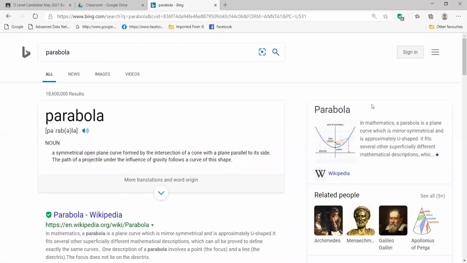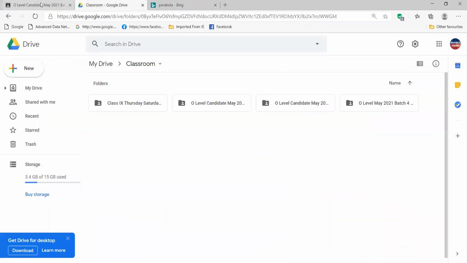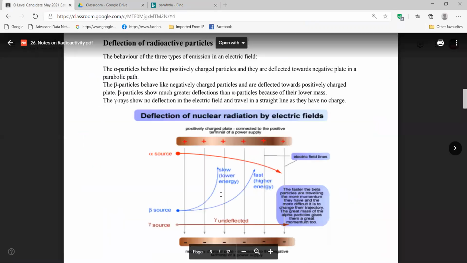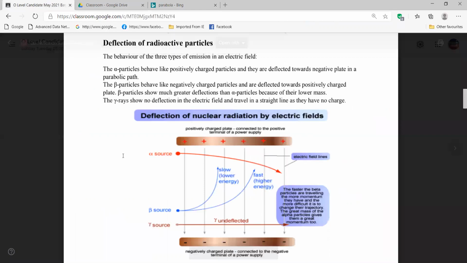In mathematics, a parabola is a plane curve which is mirror symmetrical and is approximately U-shaped. It fits several other superficially different mathematical descriptions. I know this. You should know it because you should have this in maths. Okay, now you continue.